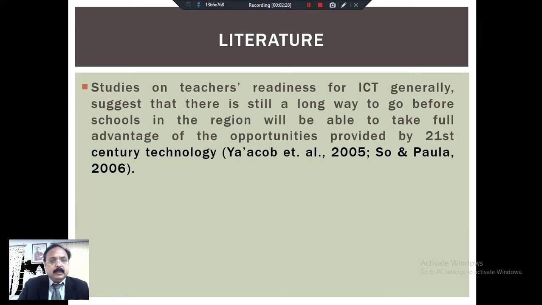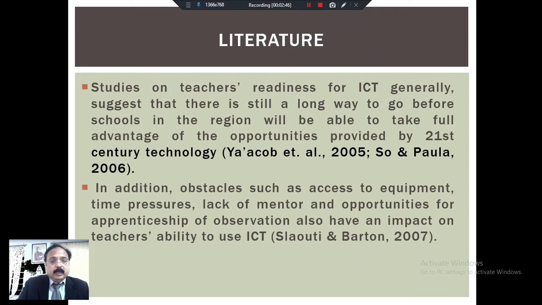This literature also enlightens that studies on teachers' readiness for ICT generally suggest that there is still a long way to go before schools in the region will be able to take full advantage of the opportunities provided by 21st century technology. In addition, obstacles such as access to equipment, time pressures, lack of mentors and opportunities for apprenticeship of observation also affect teachers' ability to use ICT. So there are certain hitches for teachers in effectively using technology integration in their teaching and learning.